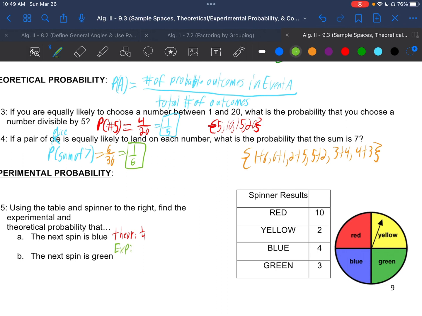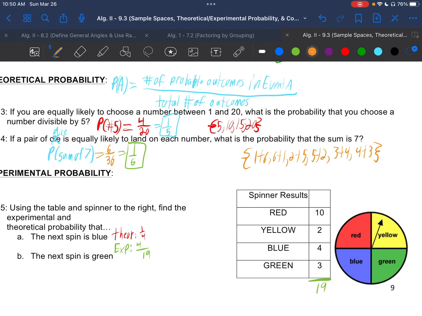What we've seen so far is the experimental probability. It's come up 4 out of a total of, if you add up 10, 2, 4, and 3, 19 times. So it's come up 4 out of 19 times. So less than a fourth of the time is what we've seen in our experiment. Now, it doesn't mean that the spinner is skewed or favoring certain colors. It's just how it randomly happened.